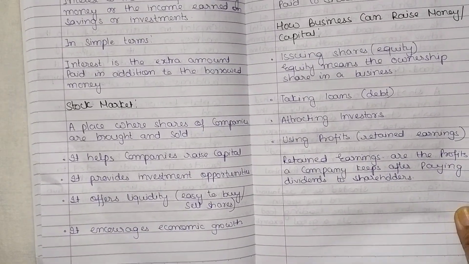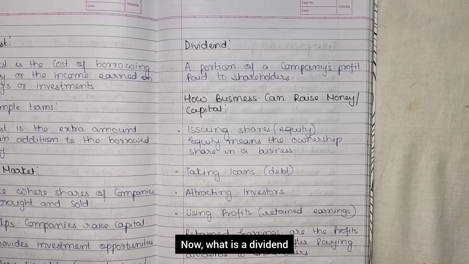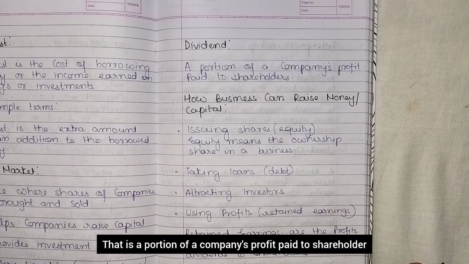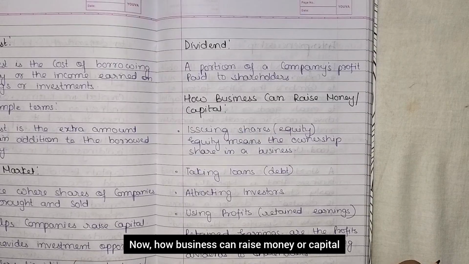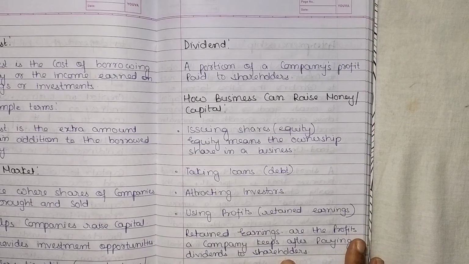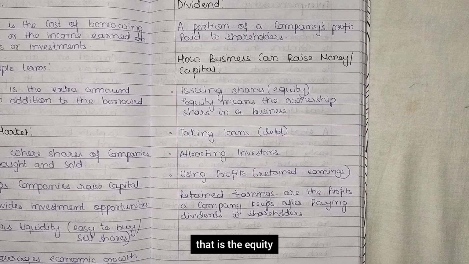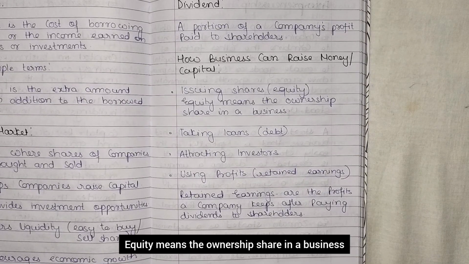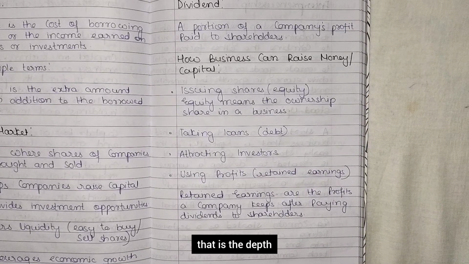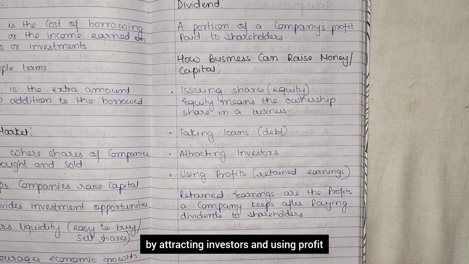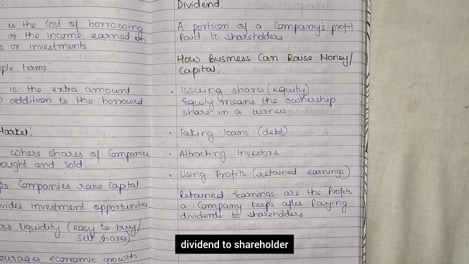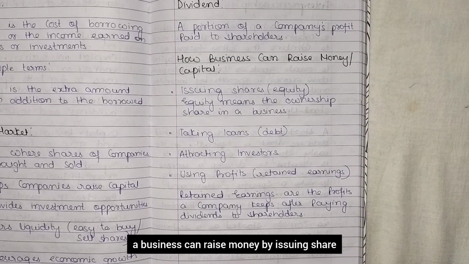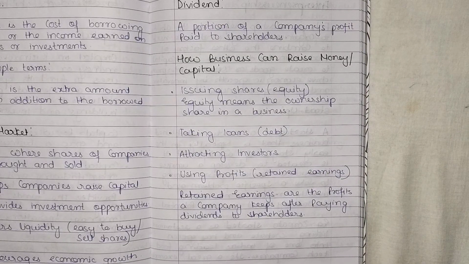Now dividend is also a term that comes in the chapter. Now what is a dividend? That is a portion of a company's profit paid to shareholders. Now how can a business raise money or capital? They can raise money by issuing shares, that is the equity. Equity means the ownership share in a business. They can also raise money by taking loans, that is the debt, by attracting investors and using profit, that is retained earnings. Now again, what are retained earnings? They are the profit a company keeps after paying dividends to shareholders. So in this way, a business can raise money by issuing shares, taking loans, attracting investors or by using the profit, right?